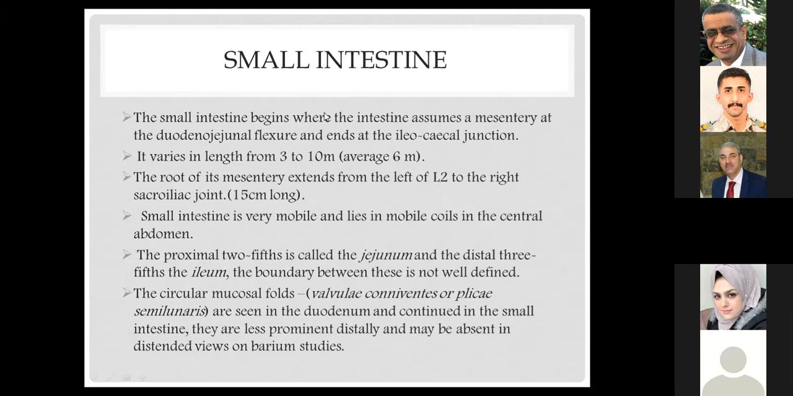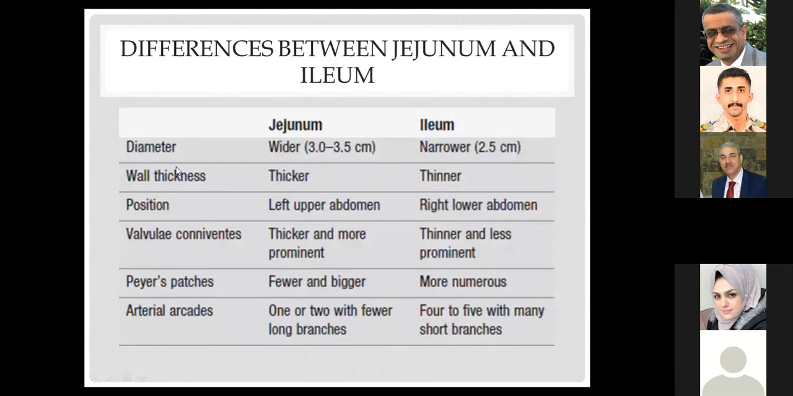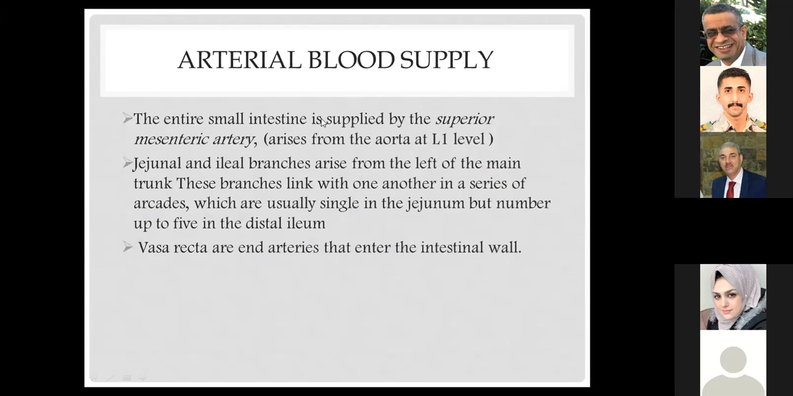Barium study, difference between jejunum and ileum. In the jejunum, the diameter is wider than the ileum. The wall thickness is thicker in the jejunum. The position: we can see it in the left upper abdomen, while the ileum is in the right lower abdomen. The valvulae conniventes in the ileum, the Peyer's patches are fewer and bigger than the jejunum. The arterial arcade is 1 or 2 with fewer long arterial branches, blood supply of the small intestine.